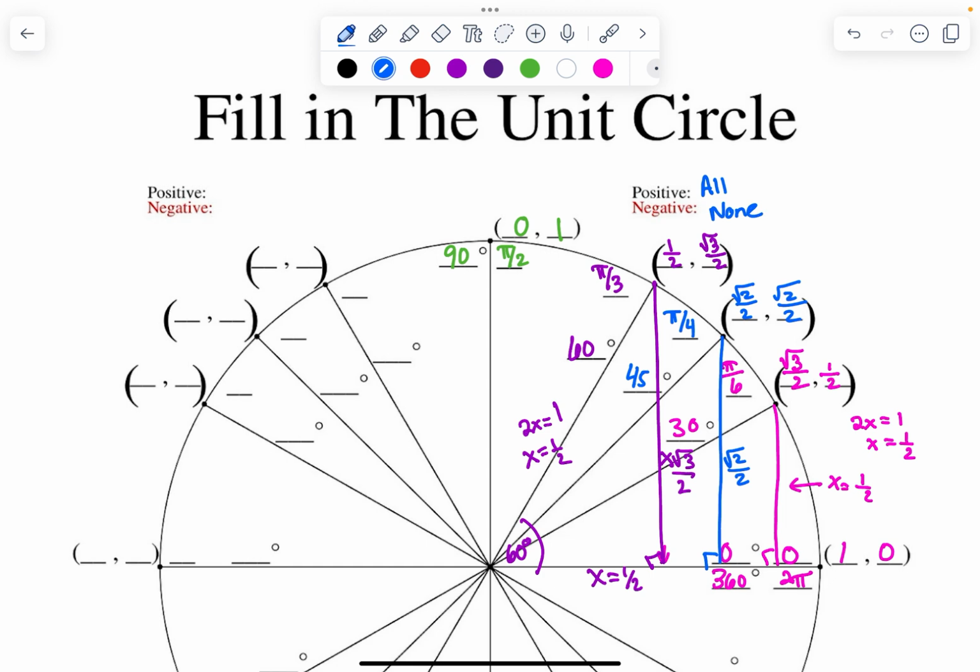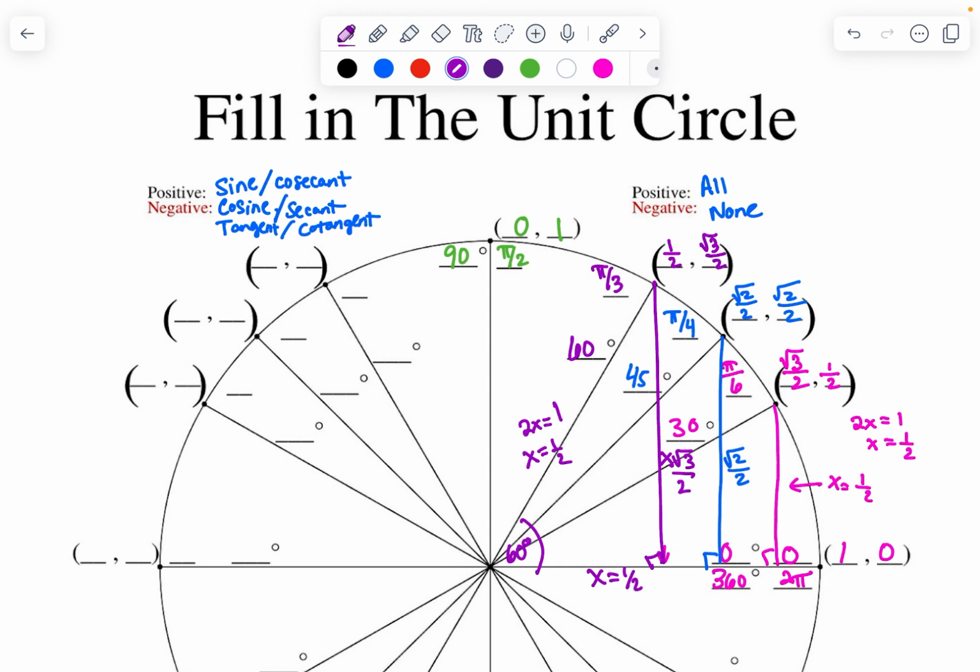But when we come over here to quadrant 2, now we know that the sine and the cosecant are positive, but negative are cosine, secant, tangent, and cotangent. So the sine are always the y values. So the y values are going to stay positive. The cosine are the x values, and they're going to be negative.